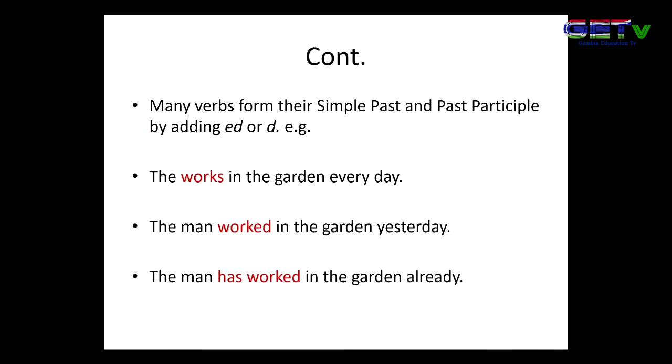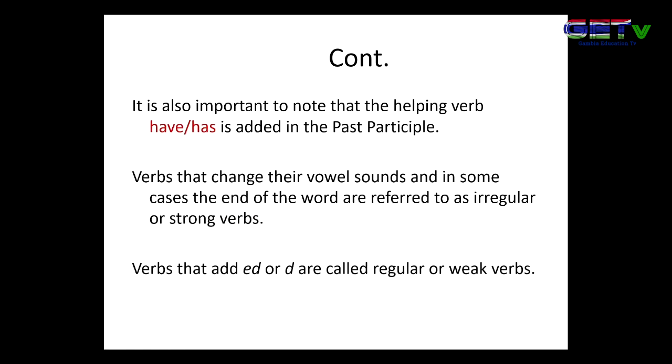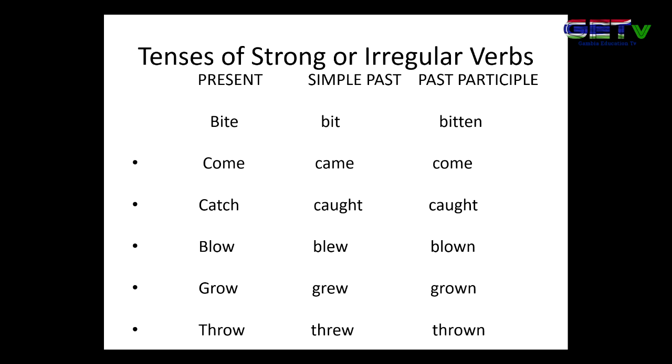Now let's look at, for example, seen. S-E-E becomes S-E-E-N, okay? Seen, that's the last N there, okay? It's an addition. Verbs that add ed are called regular verbs or weak verbs, and verbs that change their vowel sound or the end of the word are called irregular verbs. Let's look at more of these examples. So you have the simple present tense, simple past tense, and the past participle of these strong or irregular verbs. You call them strong verbs or you call them irregular verbs.